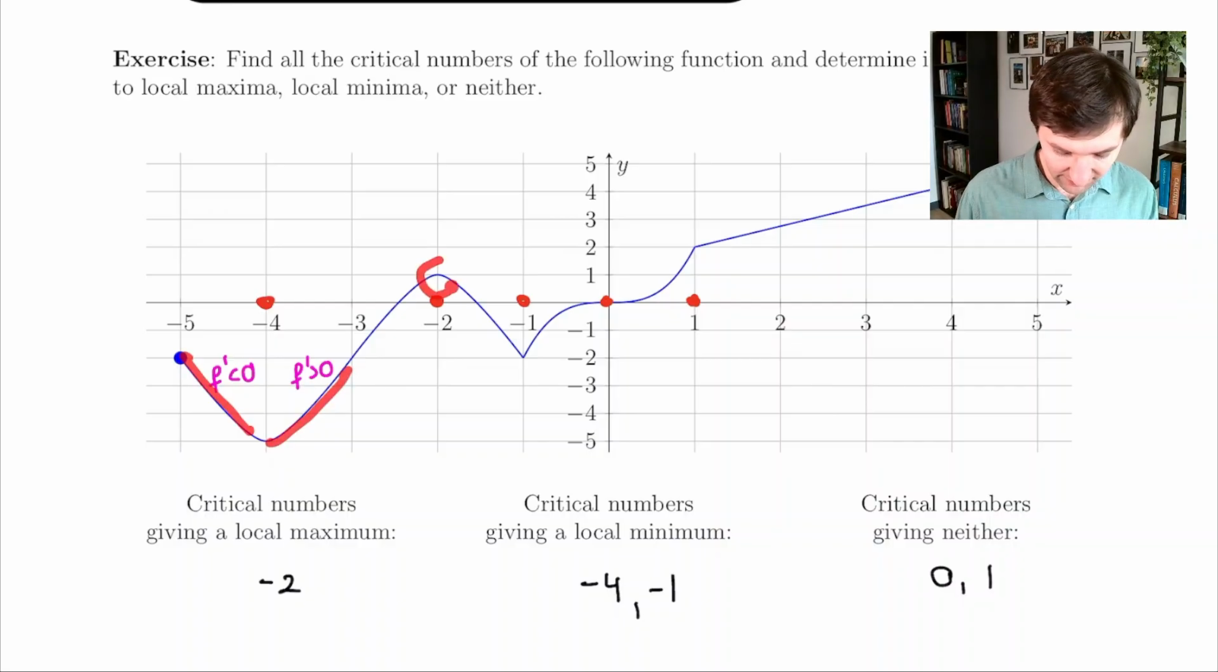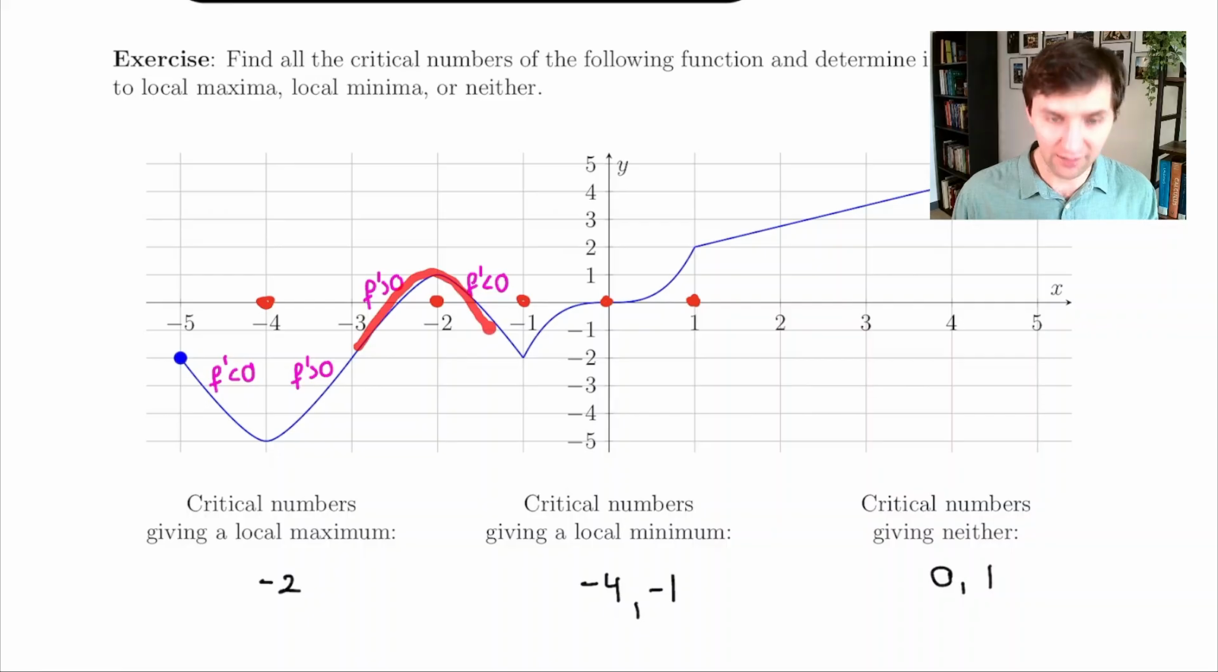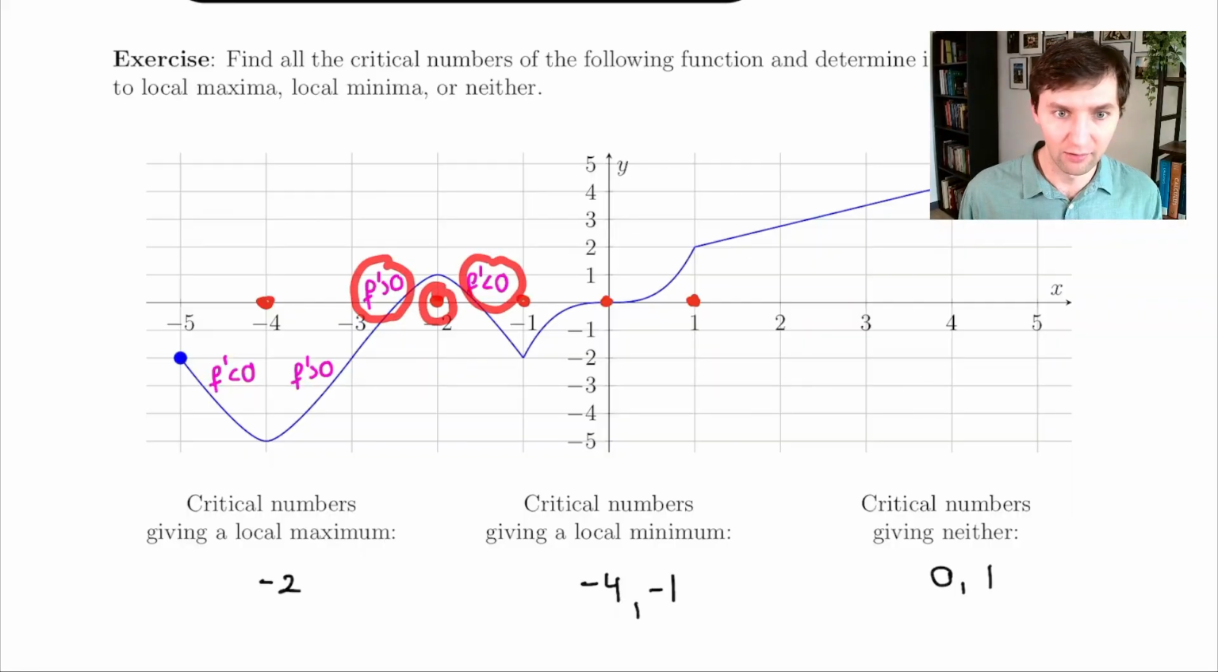Take a look at what happens at the maximum. Again, on the left side, I have the derivative that is positive. On the right side of that critical number, I have the derivative that is negative. I go from a positive derivative to a negative derivative, which means if the derivative changes sign from plus to minus at that critical number, then we have a local maximum.